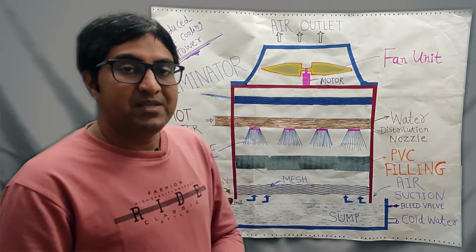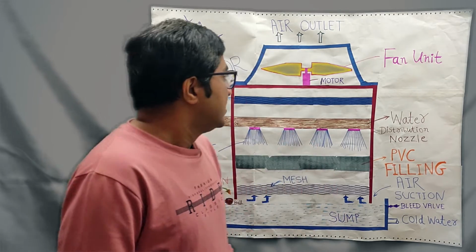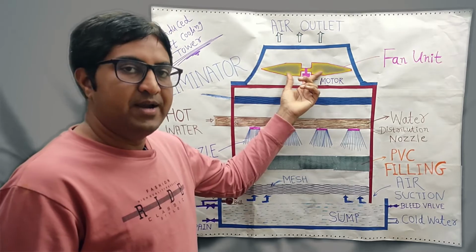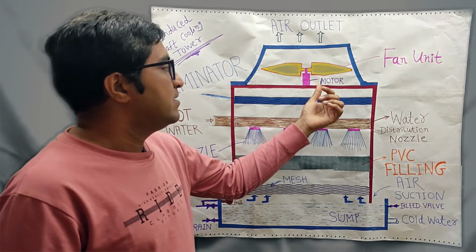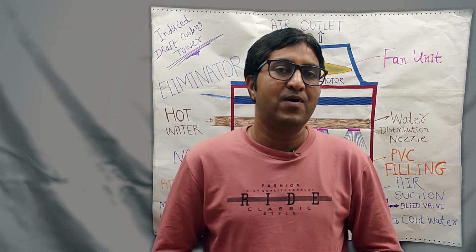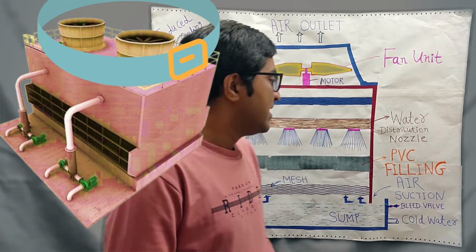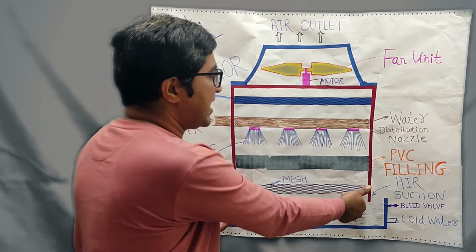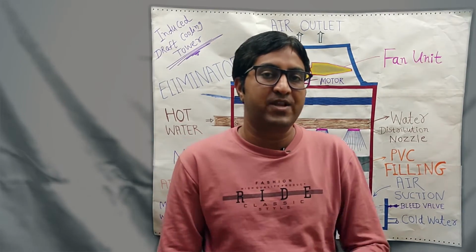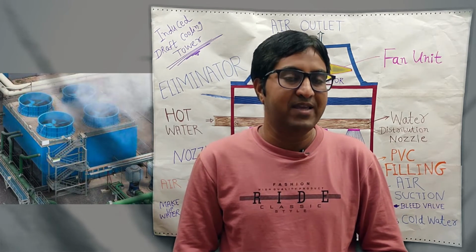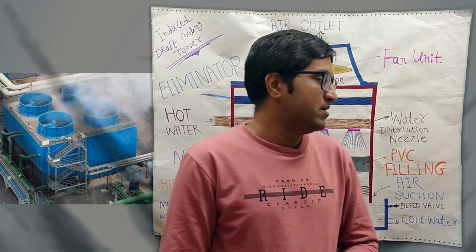How does the cooling tower transfer the heat? Here you can see that on the top side of the cooling tower one fan is provided, and it is operated with a motor. If the fan is provided on the top side of the cooling tower, then it is called an induced draft cooling tower, and if the fan is provided on the side of the cooling tower, then it is called a forced draft cooling tower. In this video lecture we will discuss the working of the induced draft cooling tower.